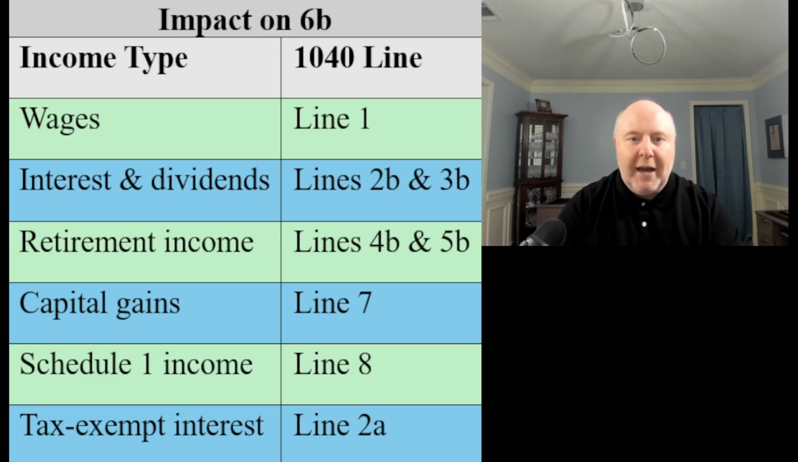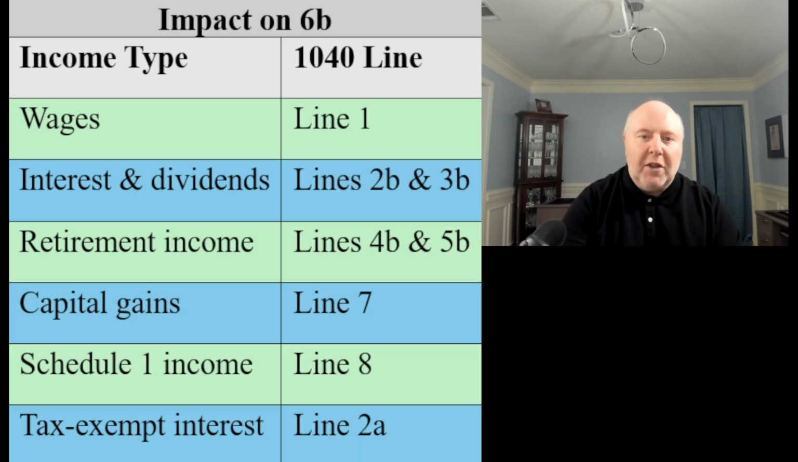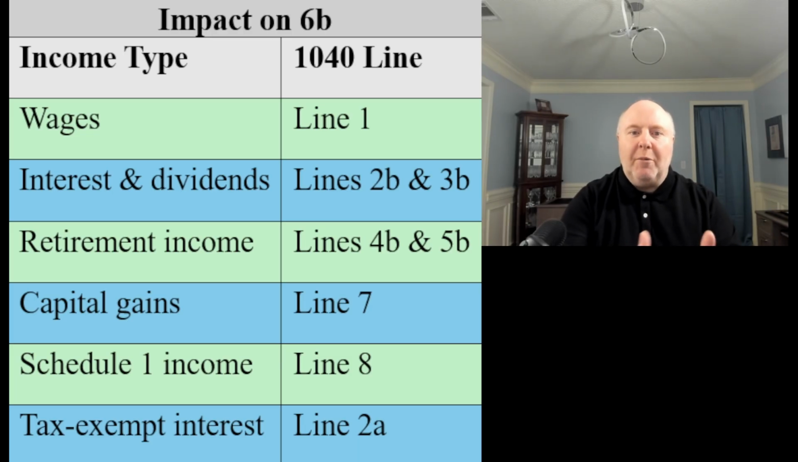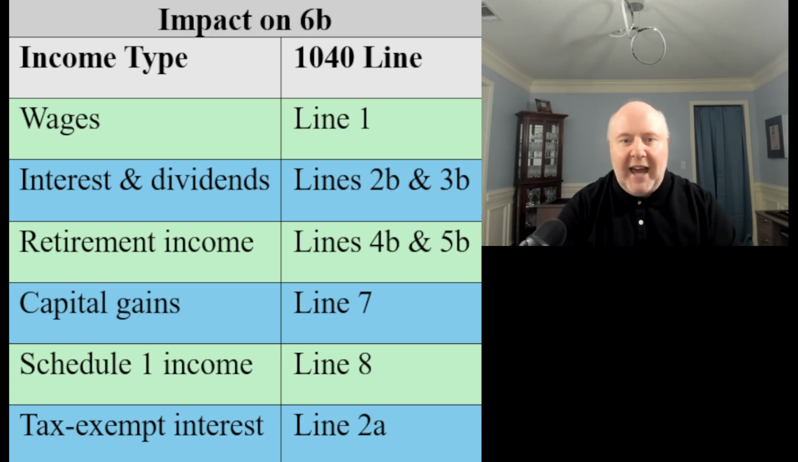Now, when we're adding back tax-exempt interest, it doesn't mean we're going to be directly paying taxes on our tax-exempt interest. What it does mean, though, is we increase it or we add it back because we have to figure out our provisional income that we're going to be using in order to determine what percentage of our Social Security, if any, is going to be taxed.